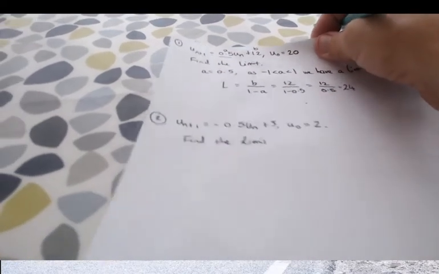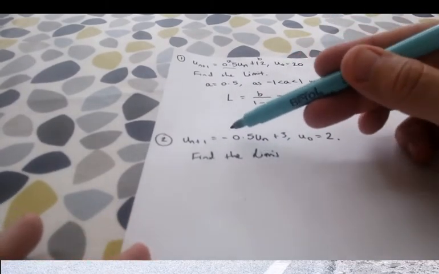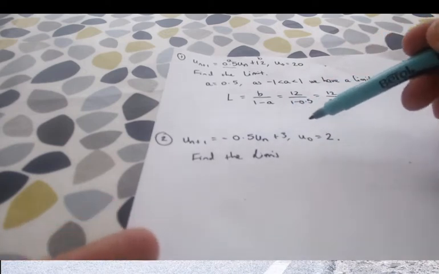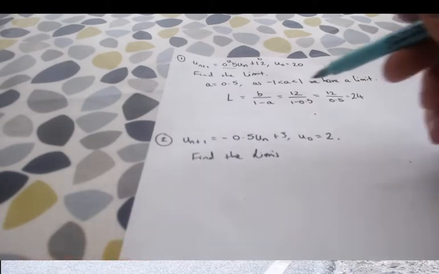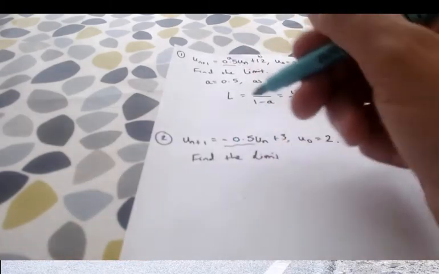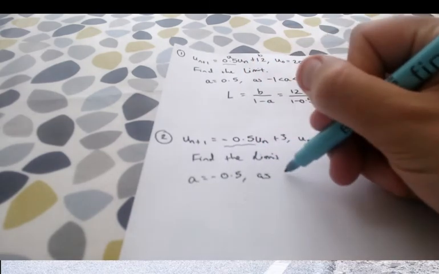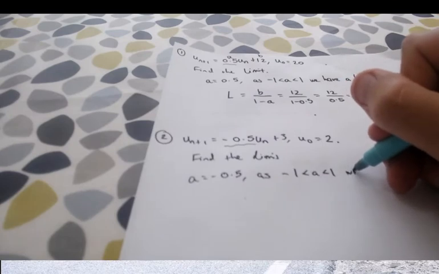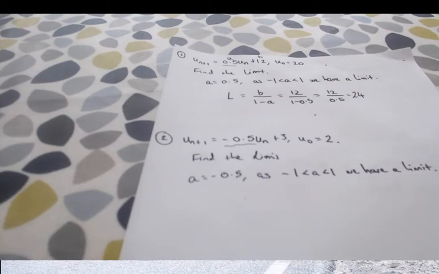Second one. My recurrence relation is U_{n+1} equals negative 0.5 U_n add 3, U_0 equals 2, find the limit. First thing I need to do is check to see if it has a limit. Well, A is minus 0.5, and as that is between -1 and 1, Houston, we have a limit. Okay, now calculate the limit.